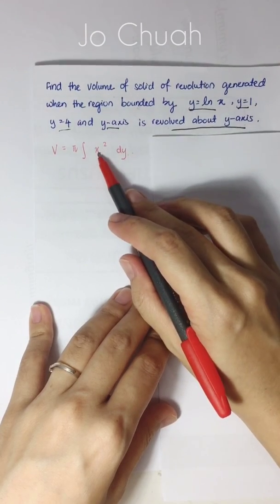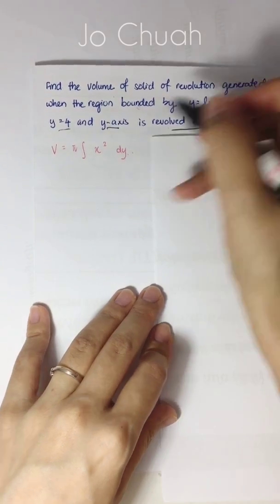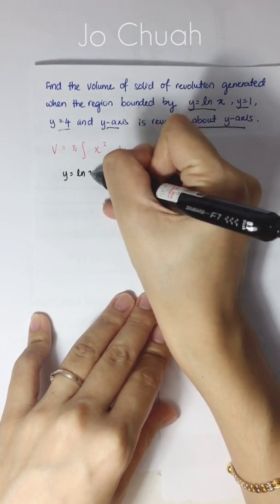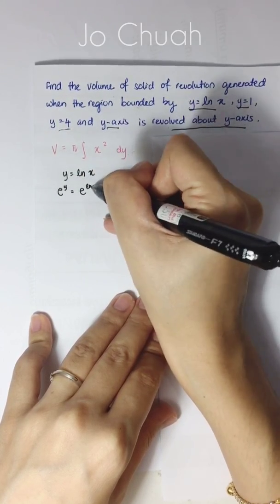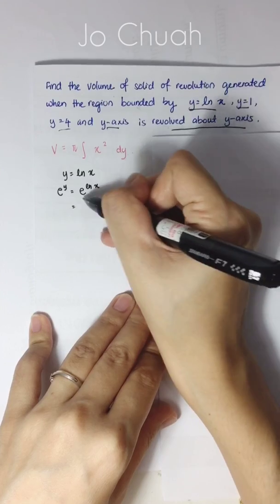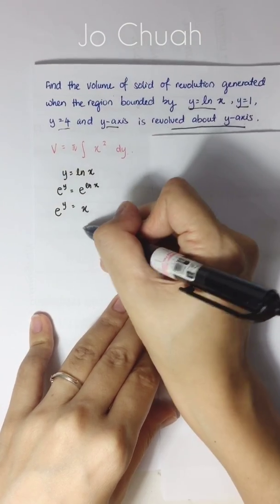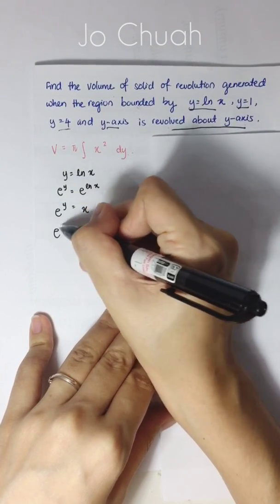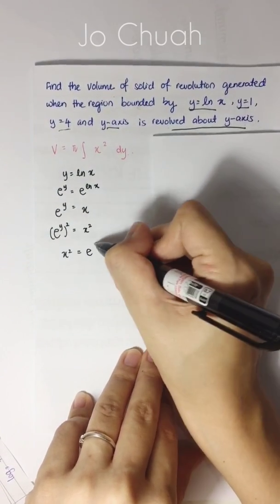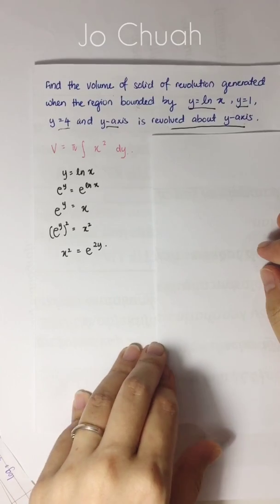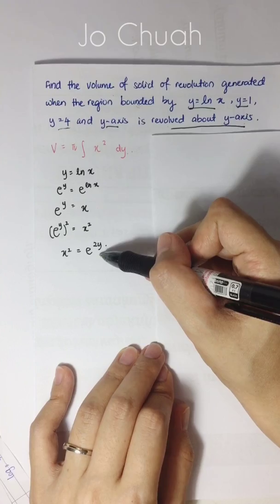Alright, so you're gonna have x². So here, this is not what we want yet, so you have to change this. y = ln x into e^y = e^(ln x). Alright, so this one you can bring to the front. x is actually equal to e^y. And then you have x² is actually (e^y)². So your x² is gonna be e^(2y). Alright, so this is how you're gonna change so that you get in terms of y.